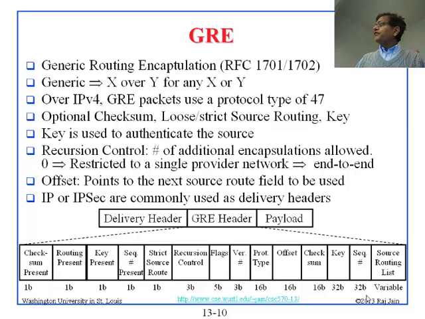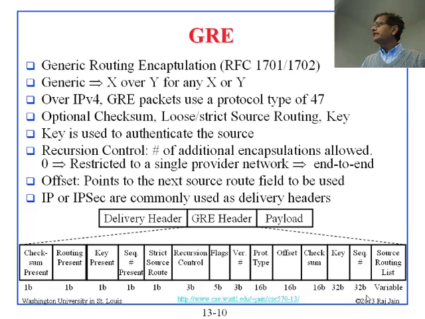So over IPv4, GRE packets use a protocol type of 47. So if you have IPv4 as the delivery header, then it will say protocol type 47, then you know that the next header is GRE. Okay? If outside header. So basically what you do is you take any payload, put the GRE header and then put the delivery header. So if this payload is let's say X and this is Y, then you will say X over Y. So you could do IPv4 over IPv6 or IPv6 over IPv4.